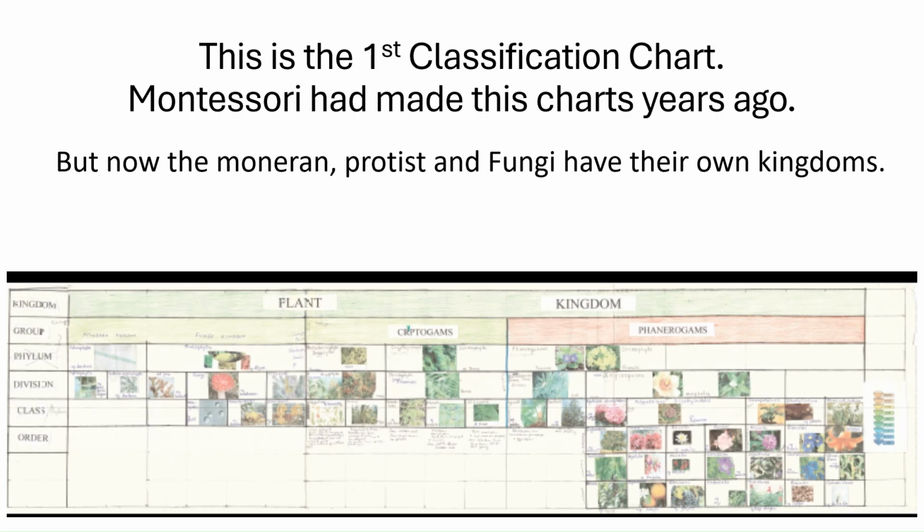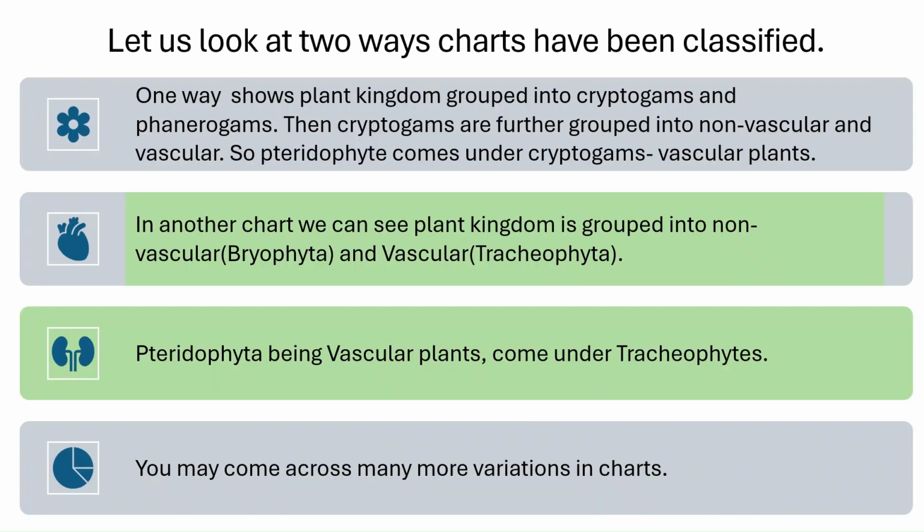This is the first classification chart that Montessori made many years ago. But now the monoran, protists, and fungi have their own kingdoms. So when we make the chart, we need to omit the part which you can see on the left side of the chart. Now let us look at two ways charts have been classified.